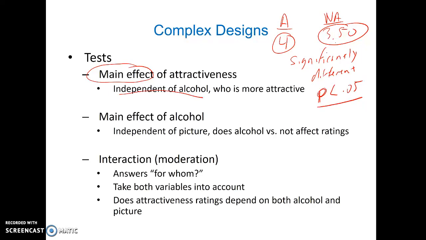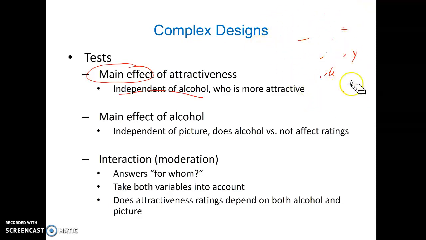And so let's go back to the main effect of attractiveness. If you see a main effect of attractiveness, what that means is independent of any other independent variable. So no matter how much they drank or didn't drink, it doesn't matter. Who is going to be more attractive, the model photo or the non-model photo? And in addition to that, if it has P less than 0.05, that tells us that these means are significantly different from each other, and that those in the attractive photo were rated as more attractive than those in the non-attractive photo. And it is a real effect. All right. So that's what that means.